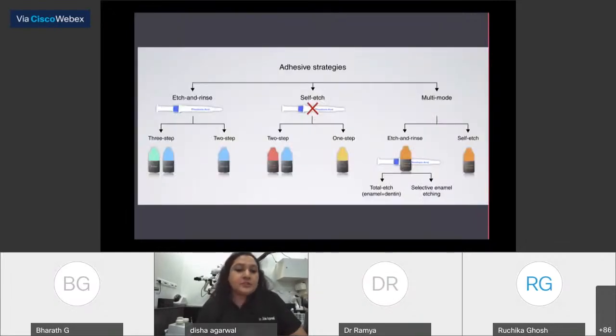Now I'll quickly wrap up with this. Dr. Van Meerbeek said it is very difficult to remember the generations, so he gave a very simple classification: etch-and-rinse, self-etch, and multi-mode. So etch-and-rinse, 3-step, 2-step, 4th generation, 5th generation. This is your 6th generation, and this is your 7th generation.